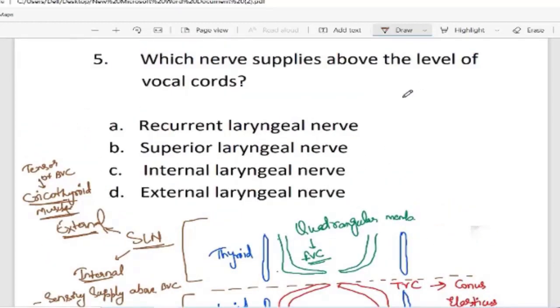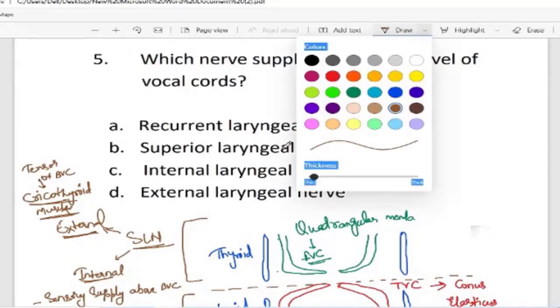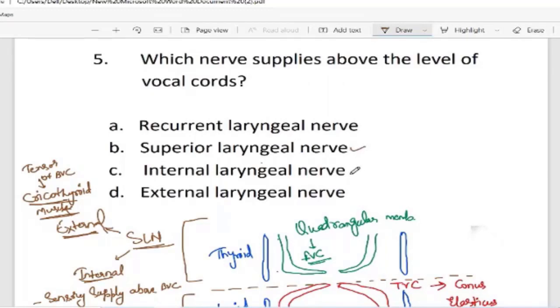Now, what would the examiner want to ask? Which nerve supplies the area above the level of the vocal cord? There are two correct answers, as I can see in the picture. The first is the superior laryngeal nerve, which seems correct. The other one is the internal laryngeal nerve.